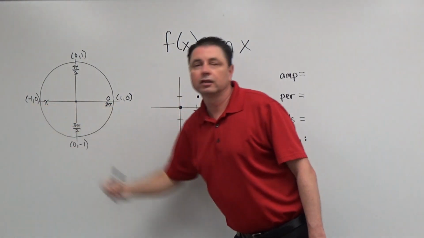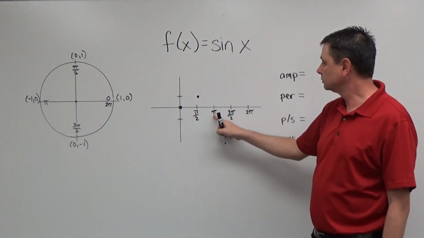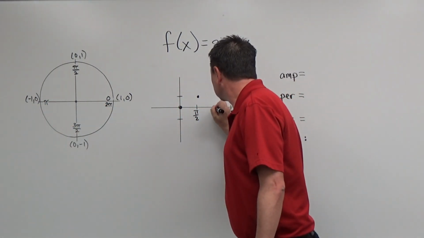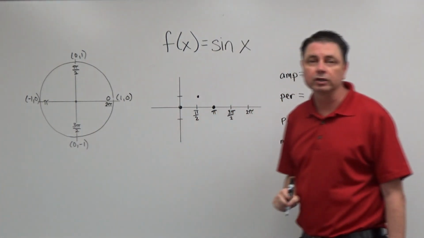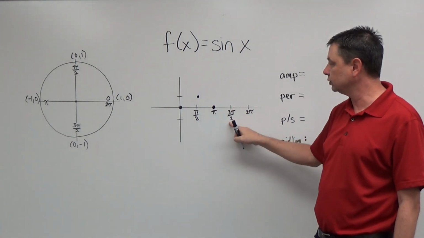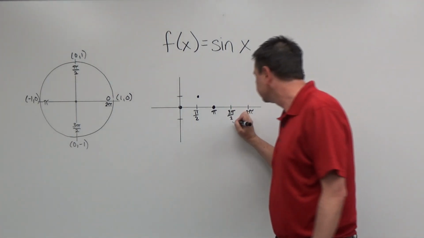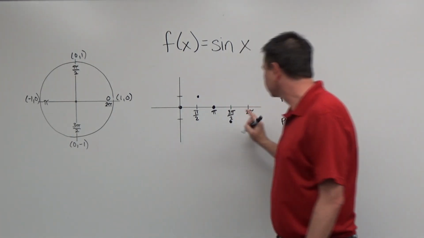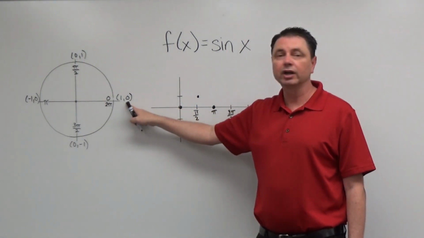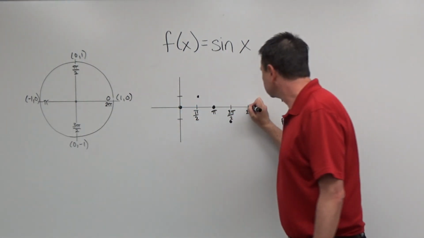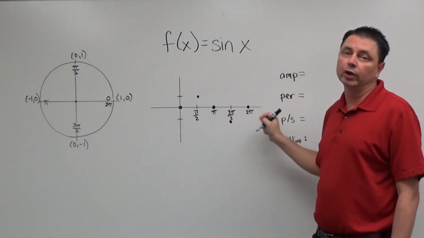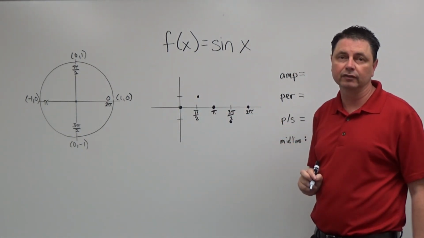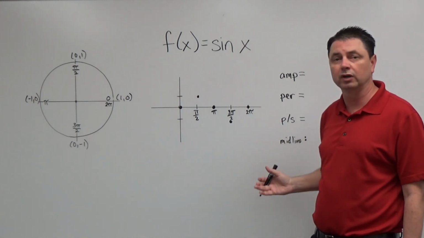At pi, the y-coordinate is 0. So we're back to 0. At 3 pi over 2, the y-coordinate's negative 1. 3 pi over 2, the value is negative 1. And at 2 pi, we are back to 0. So these are the key points for one period of the sine function where it completes one full cycle.